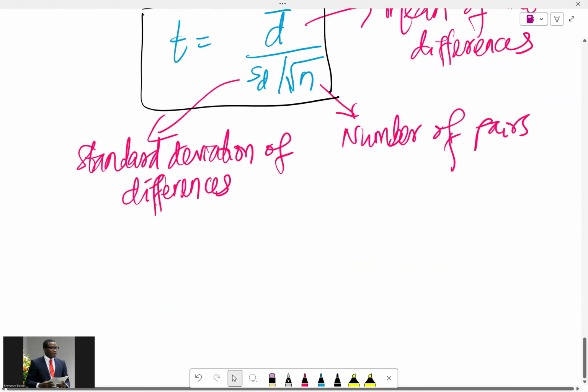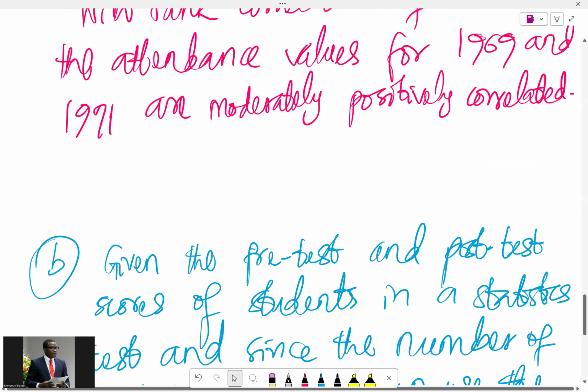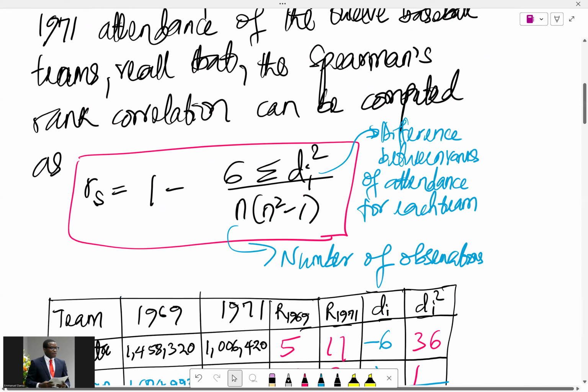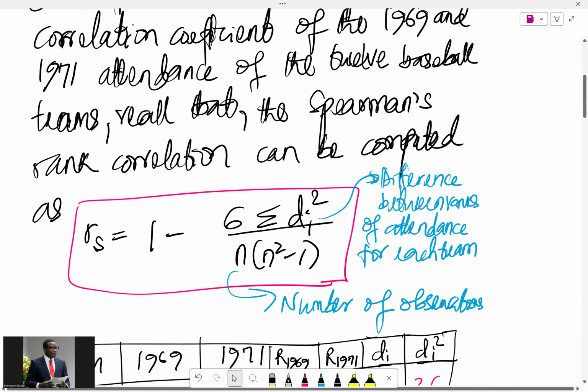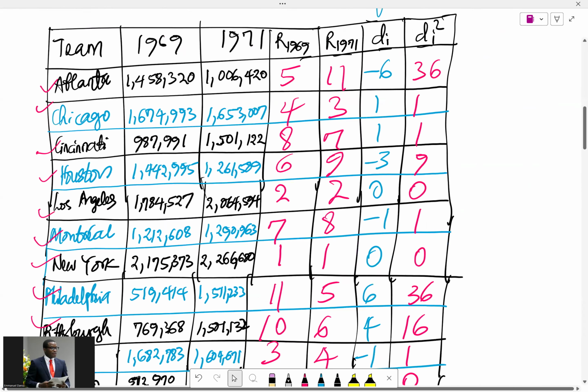So that's the test statistic, because we have values from the same students under different conditions. What we have to do now is to get those values out. We need the standard deviation, and we also need the mean of the differences. So first, let's get the differences. Let's see pre-test and post-test. So that's 14, 10, 14, and so on and so forth.